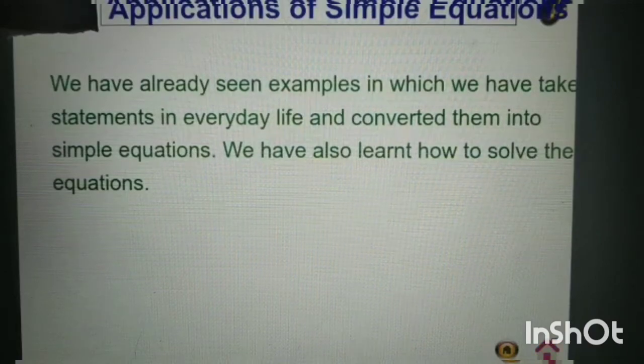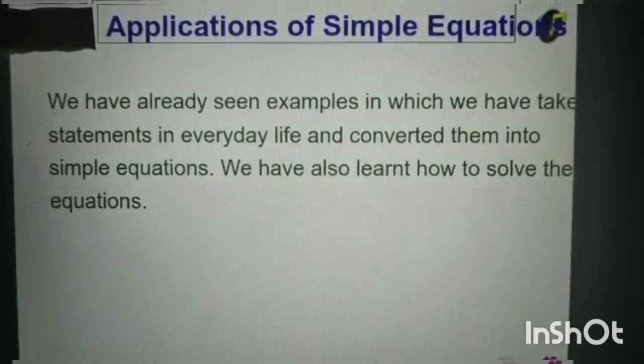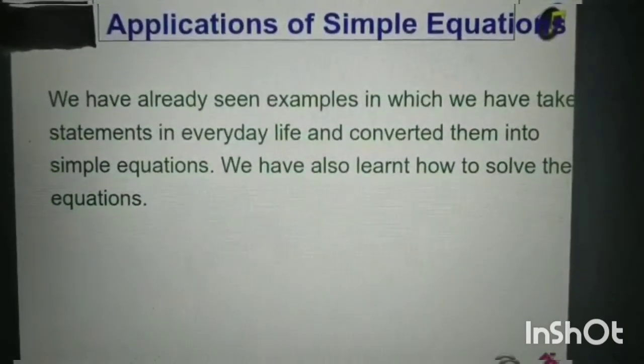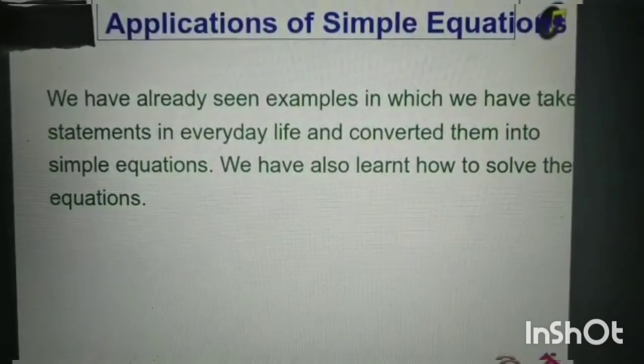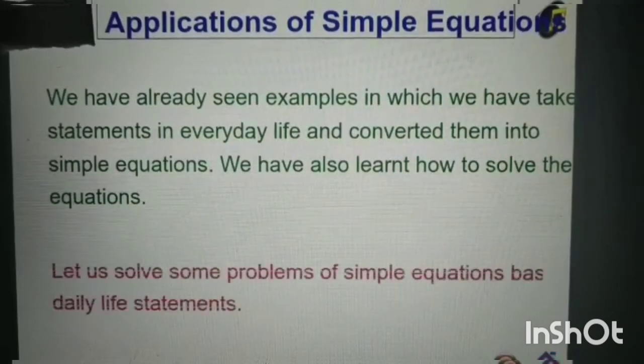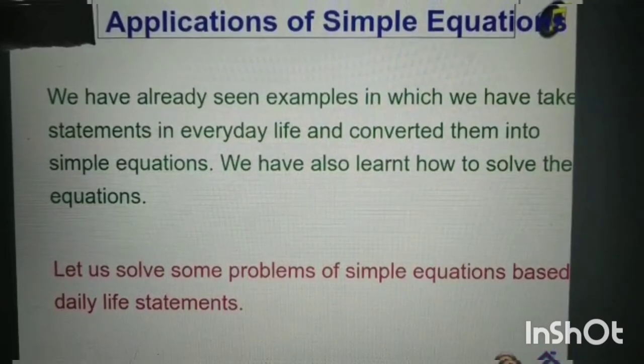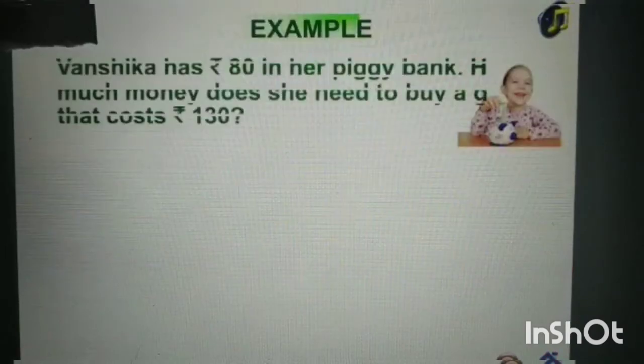Applications of simple equations to practical situations. We have already seen examples in which we have taken statements in everyday life and converted them into simple equations. We have also learned how to solve these equations. Let us solve some problems of simple equations based on daily life statements.